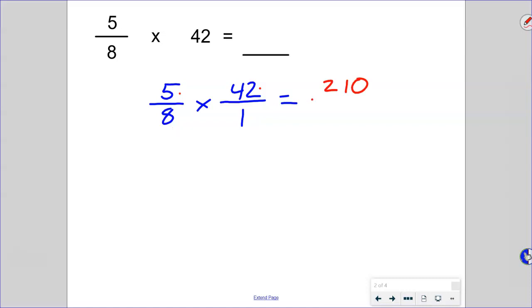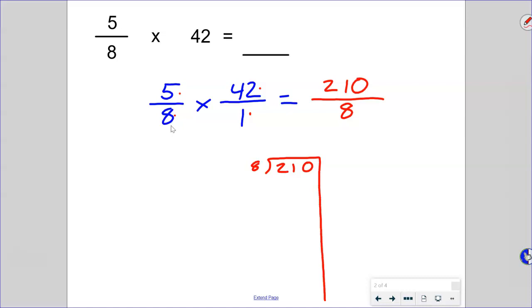Okay? And now, on the bottom, we're going to do 8 times 1, and that's going to give us 8. So if you add 5/8 42 times, it is going to give you 210 eighths. So now what I have to do is figure out what in the world 210 eighths actually is, because I know that 8/8 is 1 whole. So I'm going to divide. I want to find out how many eighths there are in 210, so I'm going to divide 210 by 8.